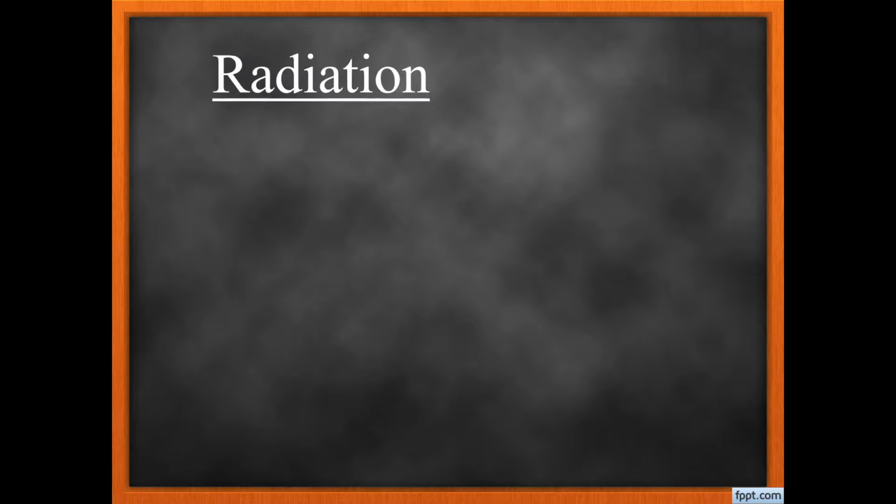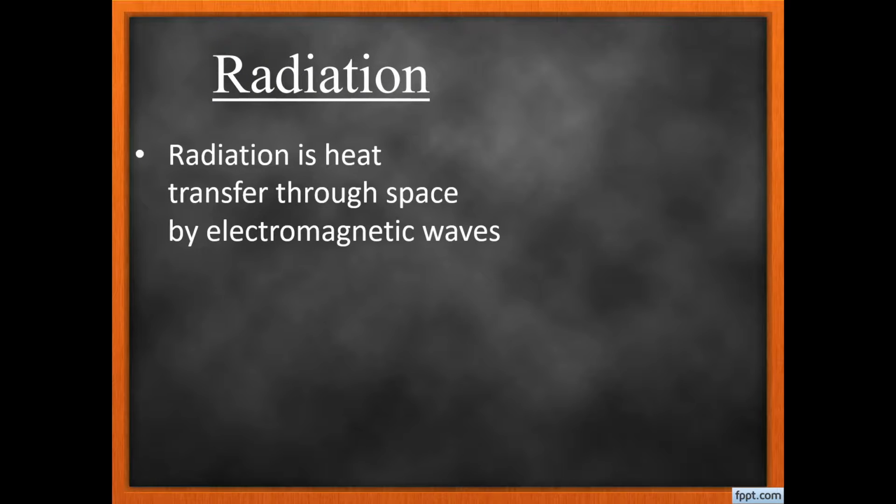The last one is radiation. Radiation is the heat transferred through space by electromagnetic waves. Electromagnetic waves are light. That light might not be visible. It could be infrared, it could be ultraviolet or UV light.